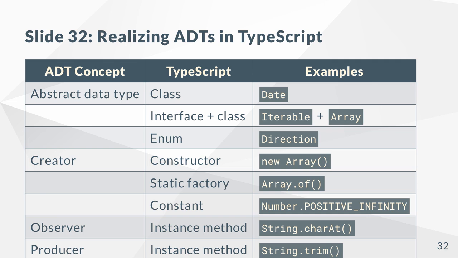Producer operations map to instance methods like string.trim, or to static utility methods like math.floor. Mutator operations map to instance methods like array.push, or to static methods like object.assign. And the representation, the private data, maps to private fields in the class. TypeScript gives us all the tools we need to implement ADTs correctly. We just have to use them intentionally.